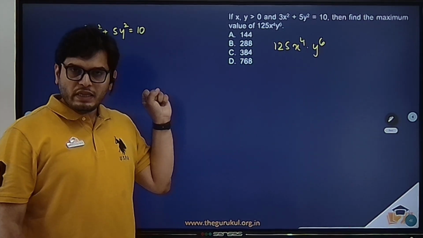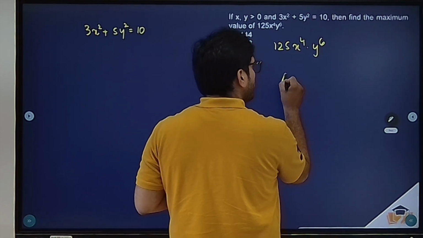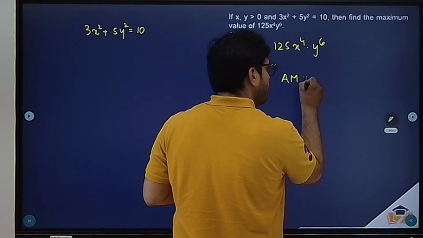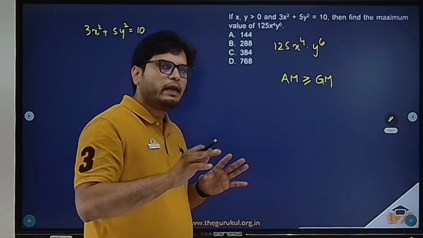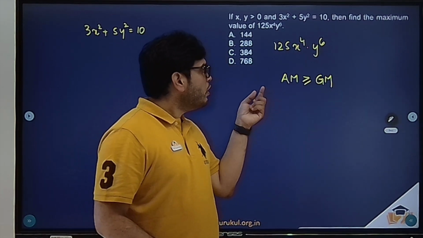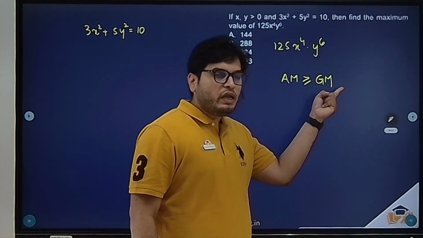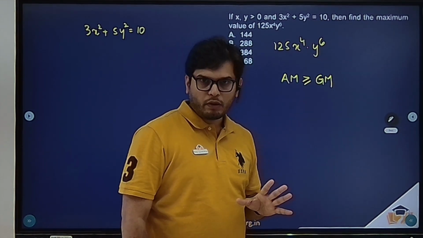Whenever we come across these types of questions, we will be using only one concept, which is AM greater than or equal to GM. That means arithmetic mean will be always greater than or equal to geometric mean for any number of terms. So the minimum value of arithmetic mean would be geometric mean, and the maximum value of geometric mean would be arithmetic mean.